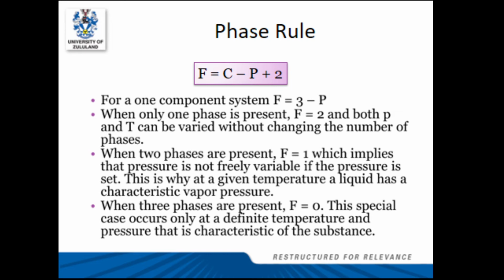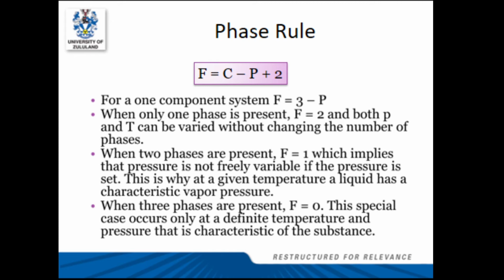For a one component system, it means you only have maybe one ion or one molecule. Maybe we can make an example of water. In other words, in our system, we just have water. We don't have water plus something. Or maybe we can have carbon dioxide, and it's just carbon dioxide. Those systems are just known as one component systems. So for a one component system, F is equal to 3 minus P.